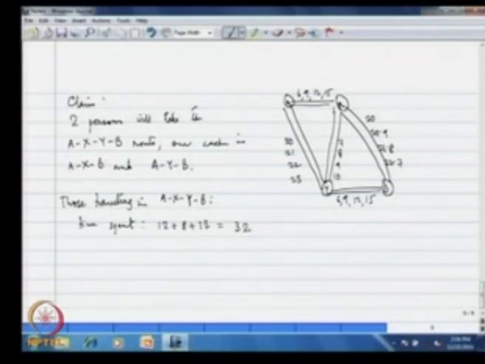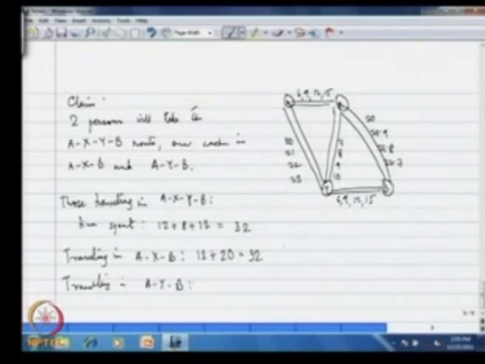What is the time spent by the person traveling in the route AXB? He is spending 12 minutes in the first part, and in the second part he is spending 20 minutes. So, the total amount of time spent is 32. And the person traveling in the AYB route, in the AY portion he is spending 20, but in the last portion he is spending 12. So, he is spending 32.